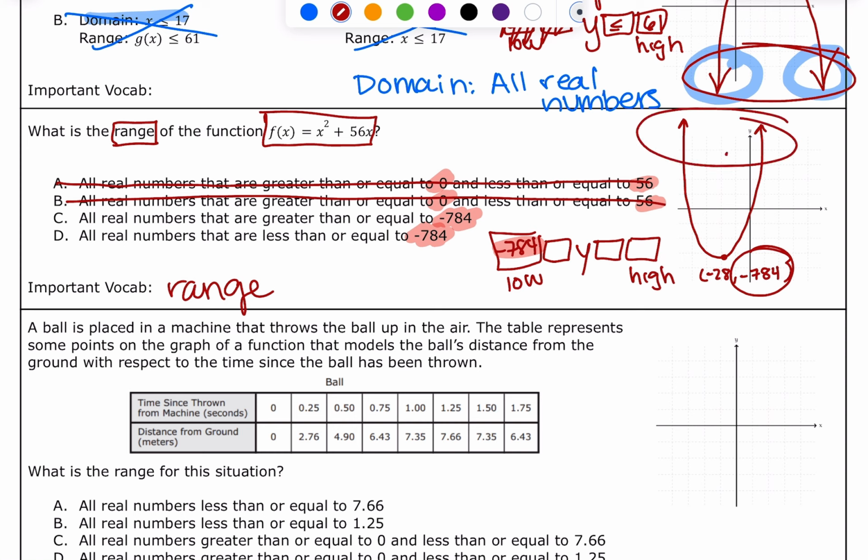Now, I know my arrows point up, meaning it's getting greater. So C has greater than, D has less than. Remember, greater goes up, less than goes down. So my answer would be C.